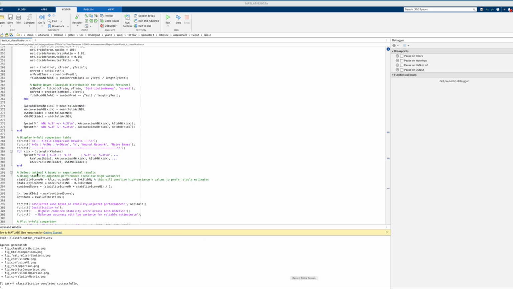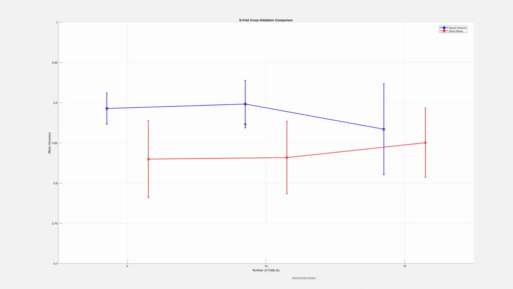For selecting the optimal K, I use a stability adjusted score, which is accuracy minus half of the standard deviation, which penalizes high variance results because I want reliable estimates, not just high numbers that fluctuate. K equals 10 was chosen because it achieves the highest combined stability score. Whilst naive Bayes is stable, its accuracy is lower, and the neural network with K equals 10 gives the best trade-off between high accuracy and reliable variance.